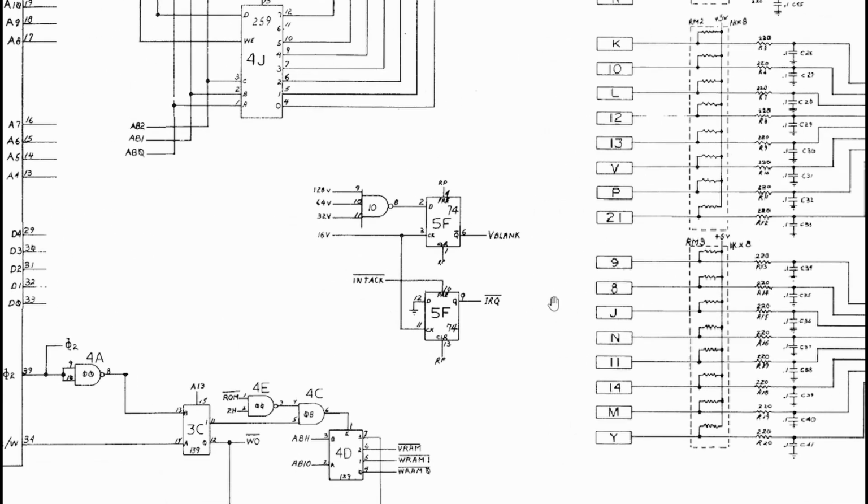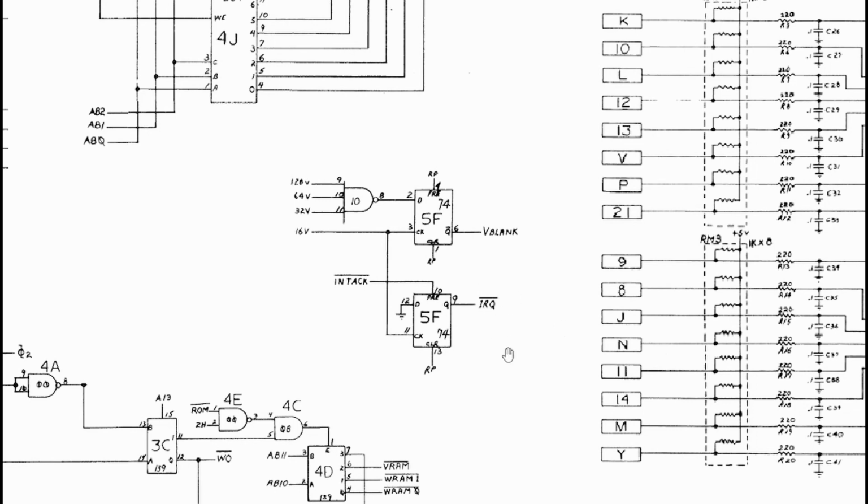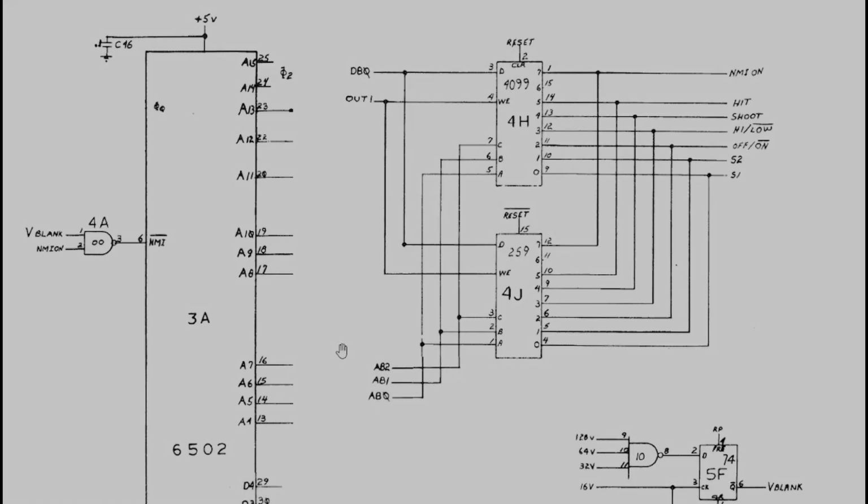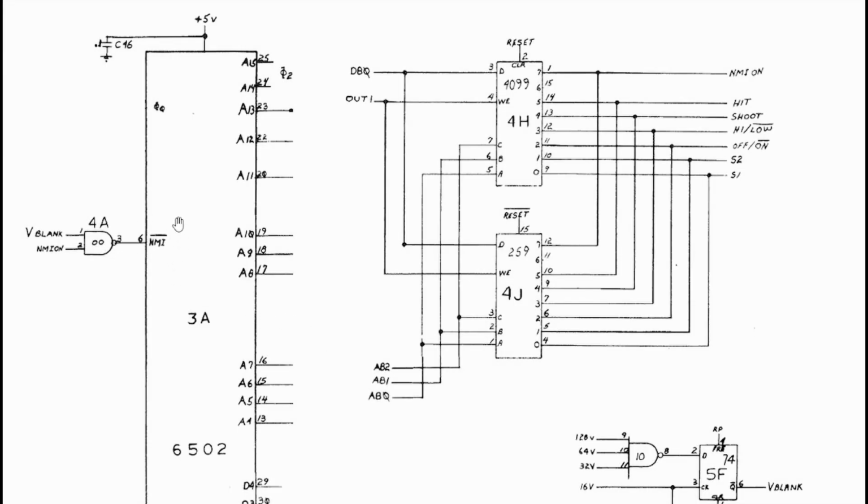The most basic fact is that the IRQ pin is triggered by the 5F flip-flop on every input of the clock cycle 16V. There is then an INTAC or interrupt acknowledge pin that the program can trigger to reset the interrupt once the required code has been run. The next thing is that the NMI pin, the non-maskable interrupt, is triggered by a combination of the NMI on and the V blank. This NMI on comes from an output pin of these chips here.